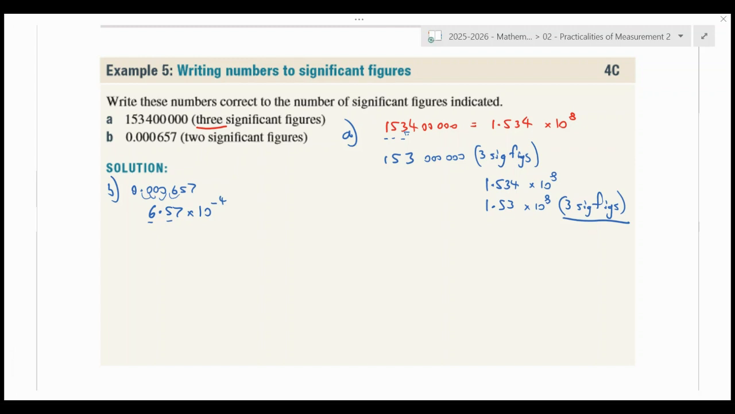So let's convert this one. We want it to two significant figures. So it's going to be 6 point, and that 7 is going to make that 5 go up to 6. And that is 10 to the minus 4. And I'm going to write 2 sig figs.